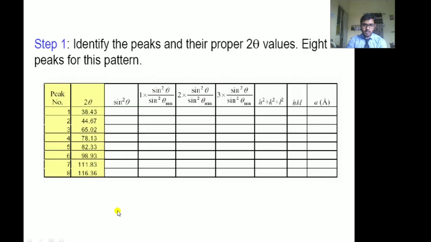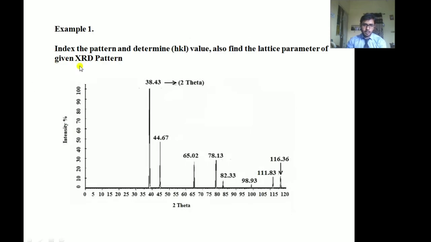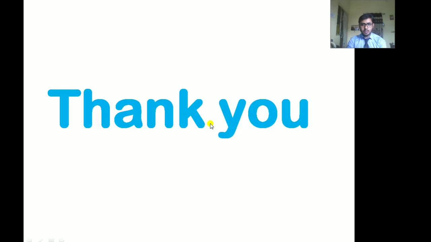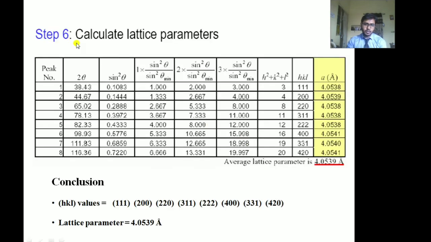So in this given XRD pattern, the first reflection is 111, so this is the face centered cubic system. Likewise you will find out the indexing of your XRD data by finding the HKL values and the lattice parameter.